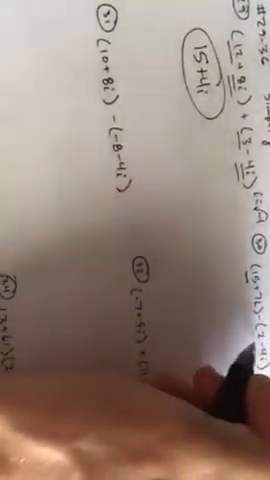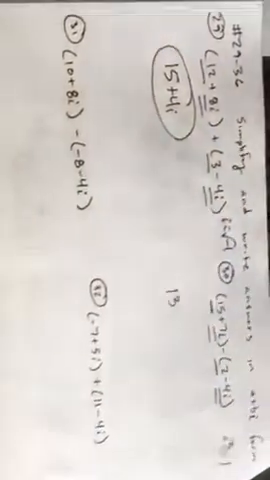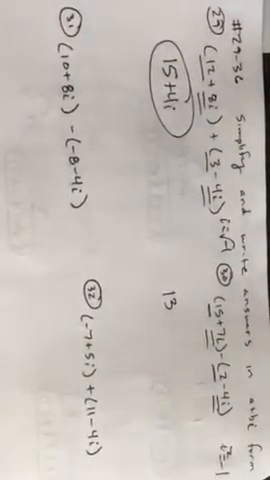Number 30, you have 15 minus 2. 15 minus 2 is 13. Then you have 7 minus a -4. 7 minus a -4 is not 3, but 11. Again, 7 minus a -4. Whenever you subtract negatives, you just add the opposite. All right, so that is plus 11.